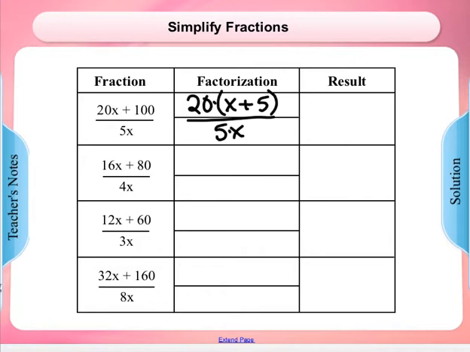Okay, so I look here and I say, okay, 20 is a factor and x plus 5 is a factor. 5 is a factor, x is a factor. Now I cannot simplify these two x's here because this x is connected by addition. But I can simplify this 5 and this 20 to say that I have 4 times the quantity x plus 5 divided by x.